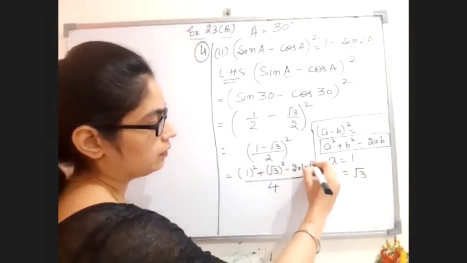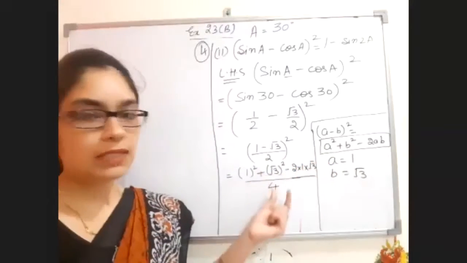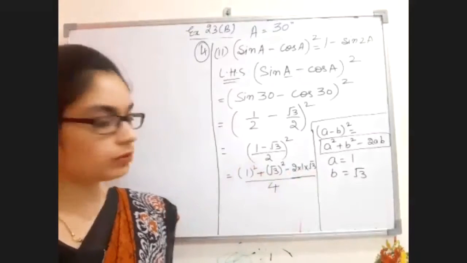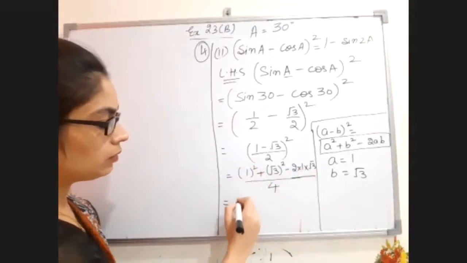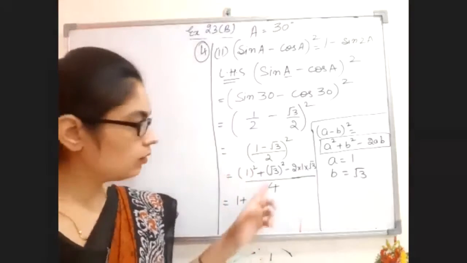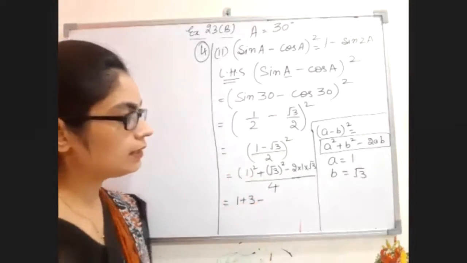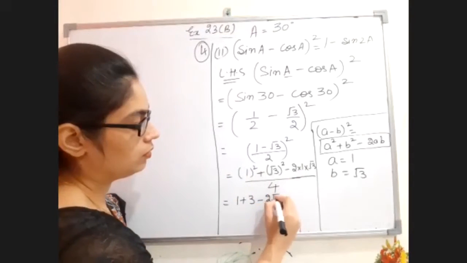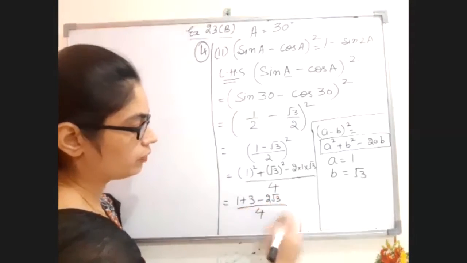So A square plus B square minus 2 into A into B, where A is 1, B is root 3. So 1 plus 3 minus 2 root 3, square of 1 is 1, square of root 3 is 3, by 4.